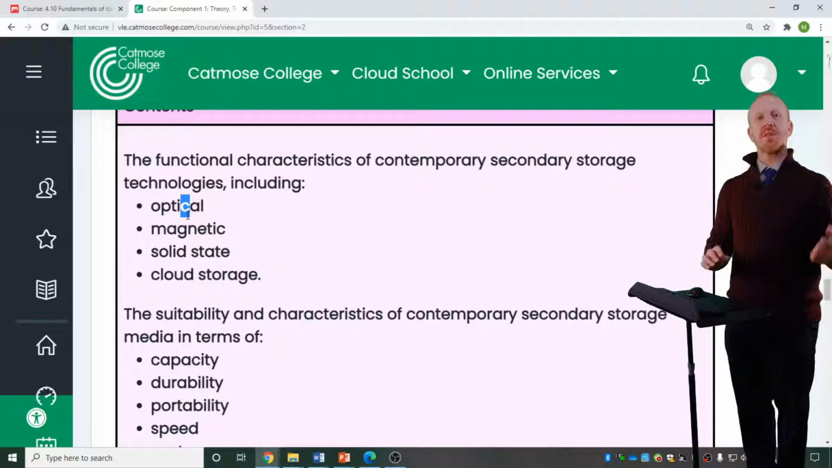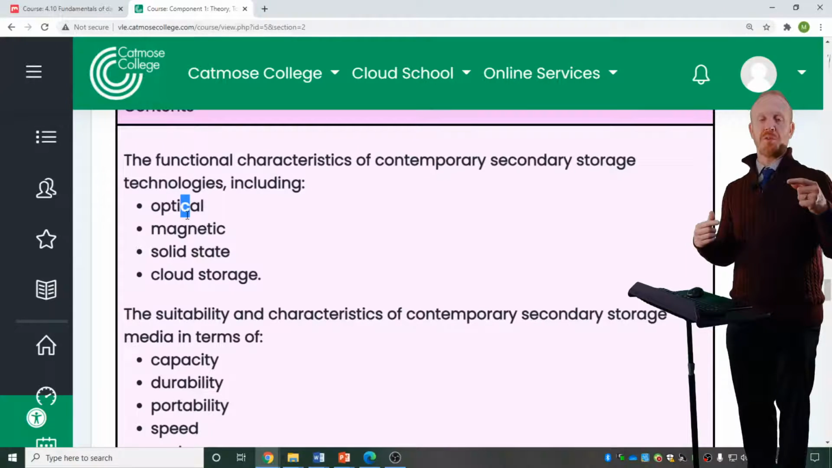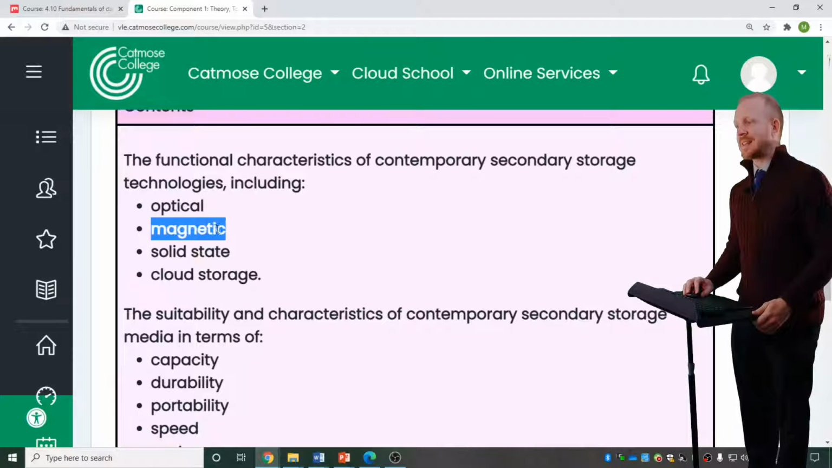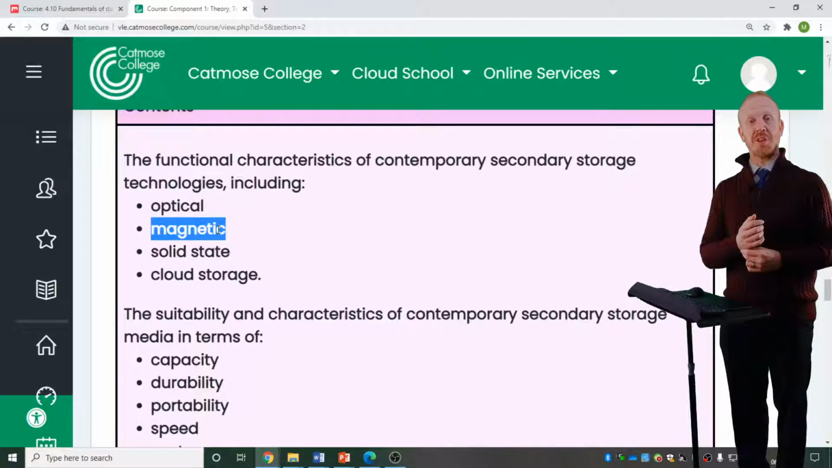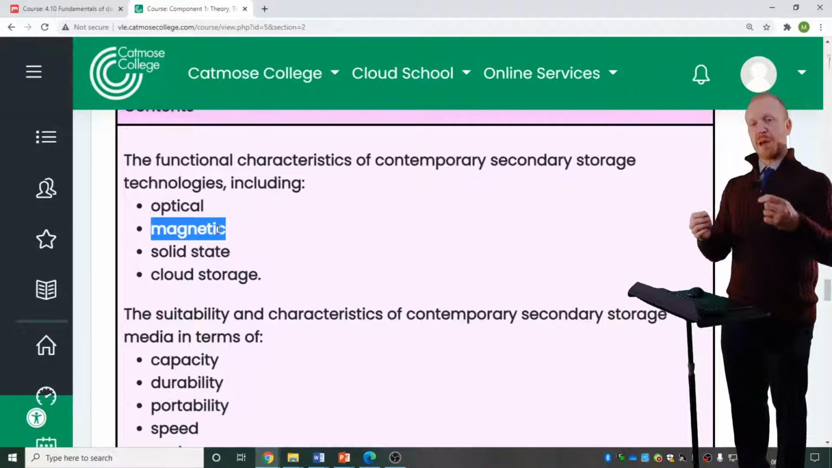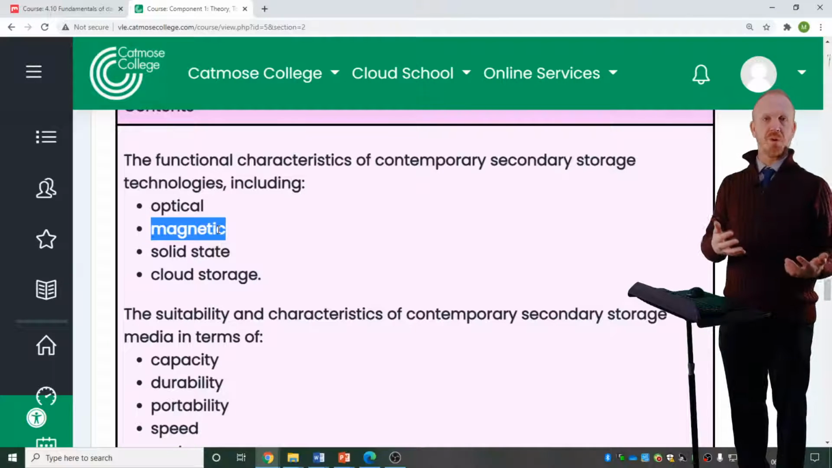But optical was things like DVDs, CDs. They're becoming obsolete, but they still exist in games consoles, and they work by having a laser reflect off a surface, and if it reflects, it's a 1. If it doesn't, it's a 0. Magnetic, those are still the most popular types of storage because they are very, very cheap for the size of them. They work by having magnetic particles that are either polarized north to south or south to north to represent 1 or 0.